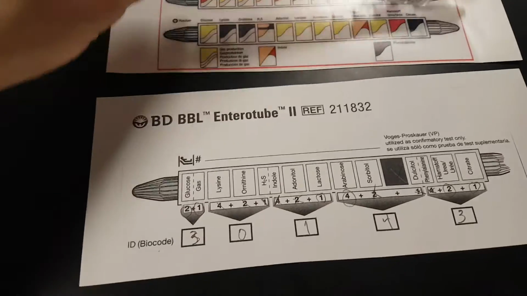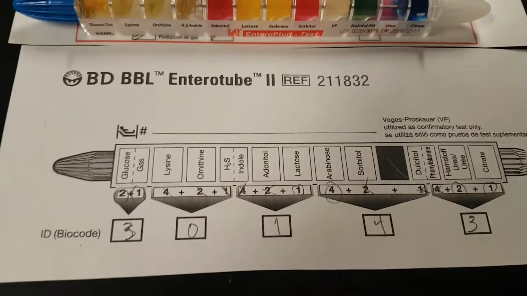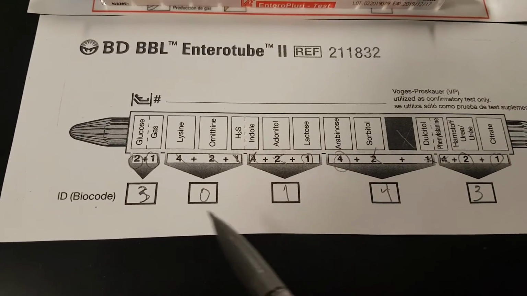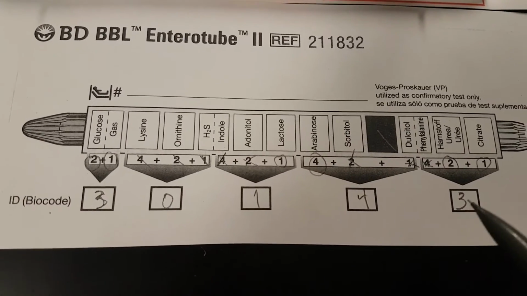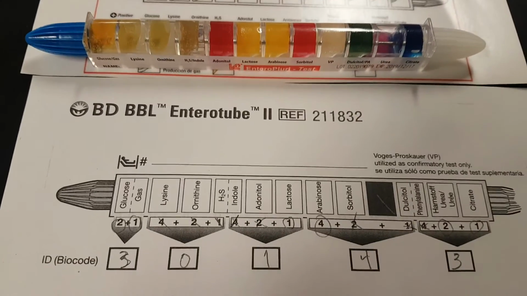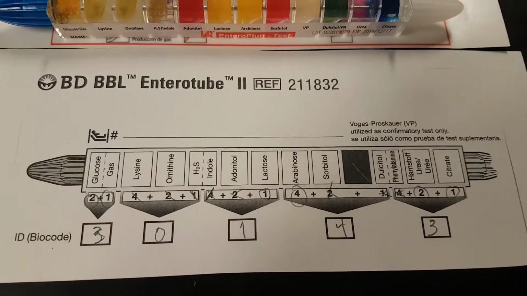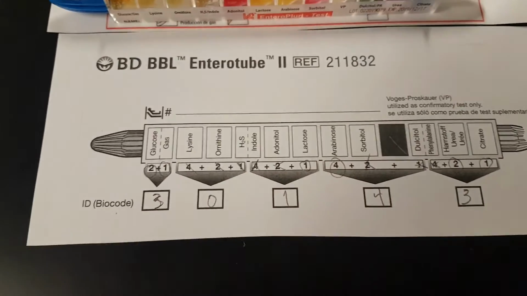Okay, so we have scored our tube. This score becomes a code, and we can use this code to look up what bacterial species is the most likely one to be in this tube, assuming that there's only one species in here. So we're going to take a look at how to do that.